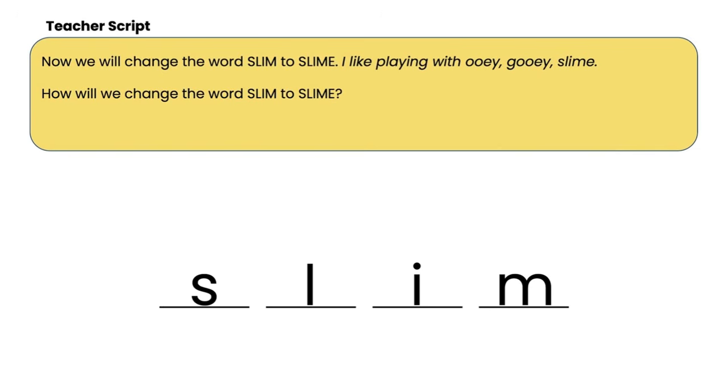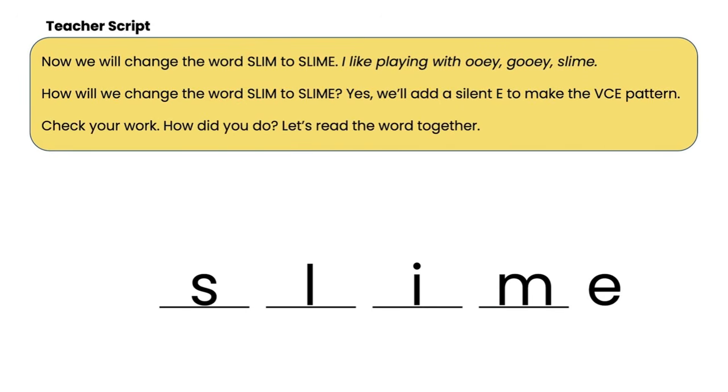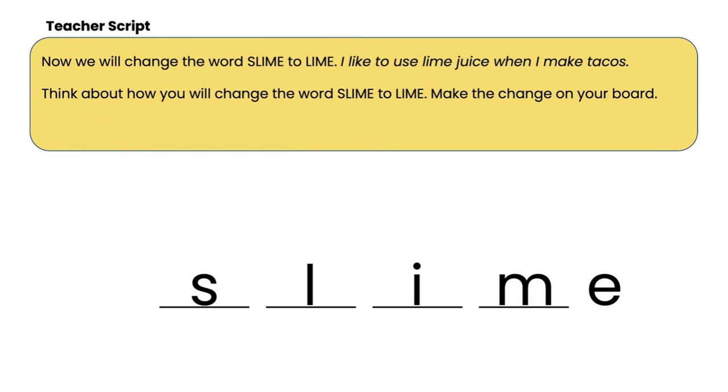I like playing with ooey gooey slime. How will we change the word slim to slime? Yes, we'll add a silent E to make the VCE pattern. Check your work. How'd you do? Let's read the word together. Slime. Now we'll change the word slime to lime.